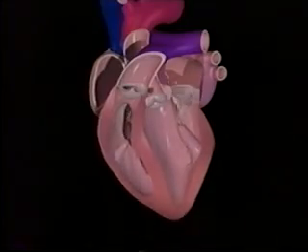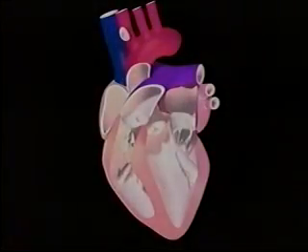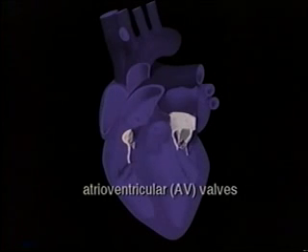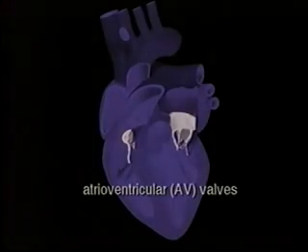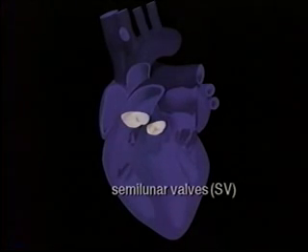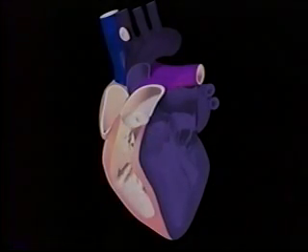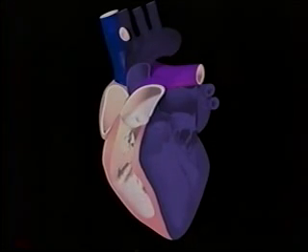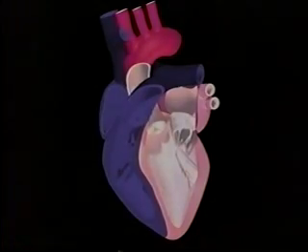Located at the point where blood leaves the chamber, each is a membranous flap that serves to prevent backflow of blood. Valves are thus essential in keeping blood flow unidirectional through the heart. Atrioventricular, or AV valves, are located between the atria and the ventricles and prevent backward flow of blood from the ventricles into the atria. Semilunar valves are located at the point where blood leaves the ventricles, preventing backflow of blood into these chambers. On the right side of the heart, a semilunar valve separates the right ventricle from the pulmonary trunk. And on the left side, a semilunar valve separates the left ventricle and the aorta.